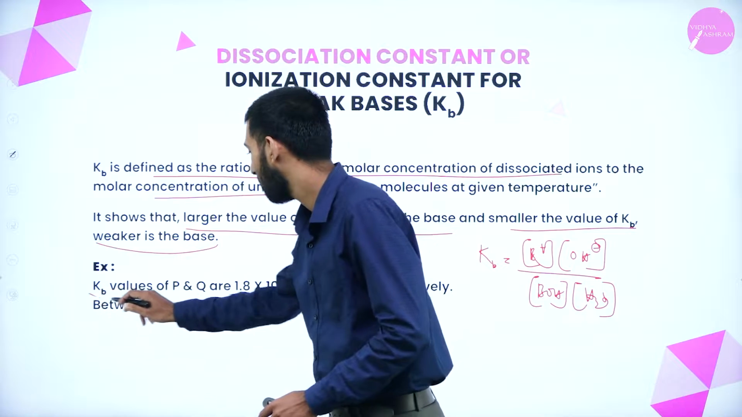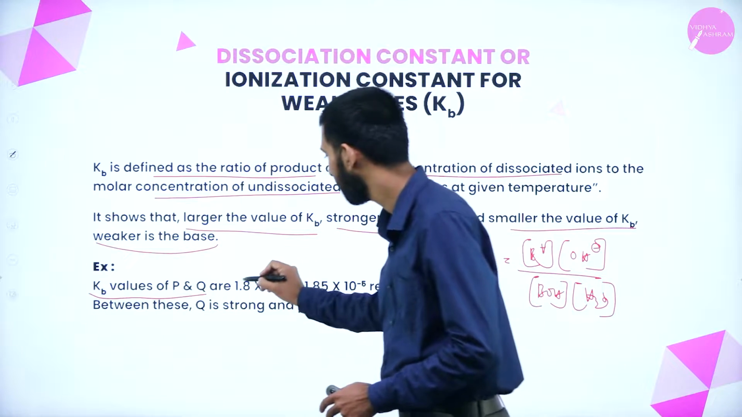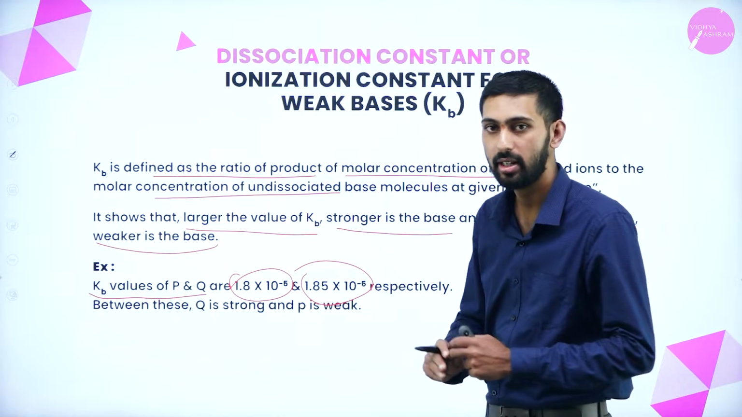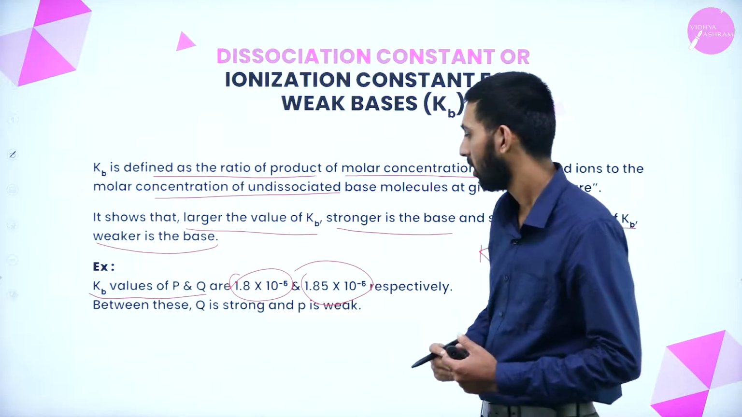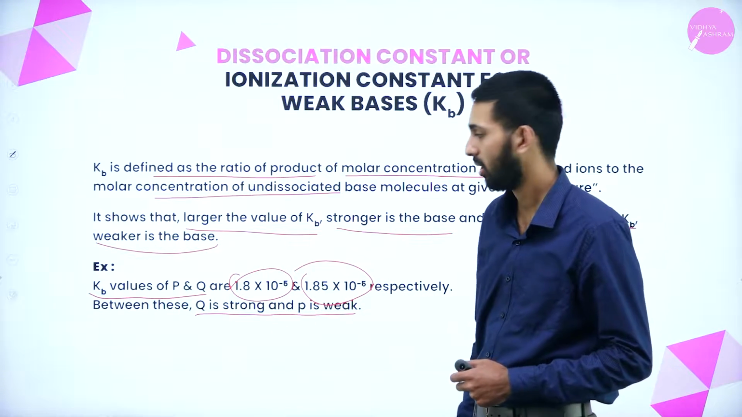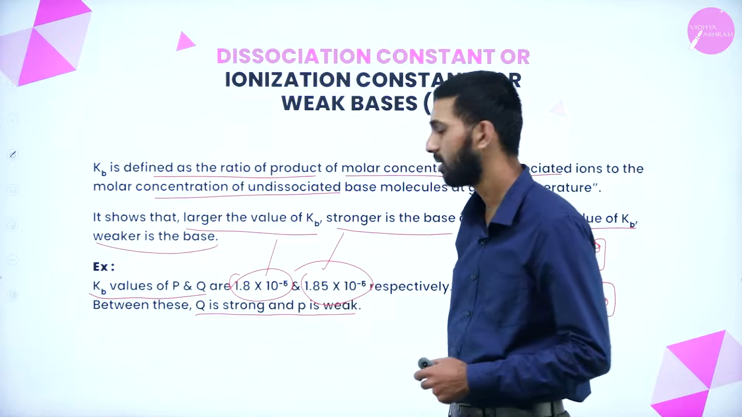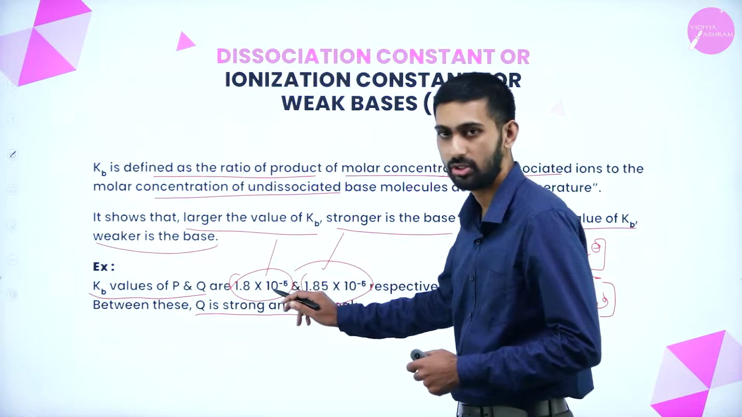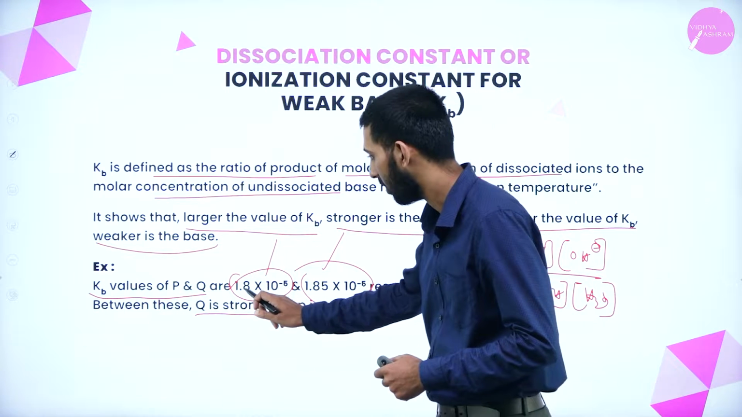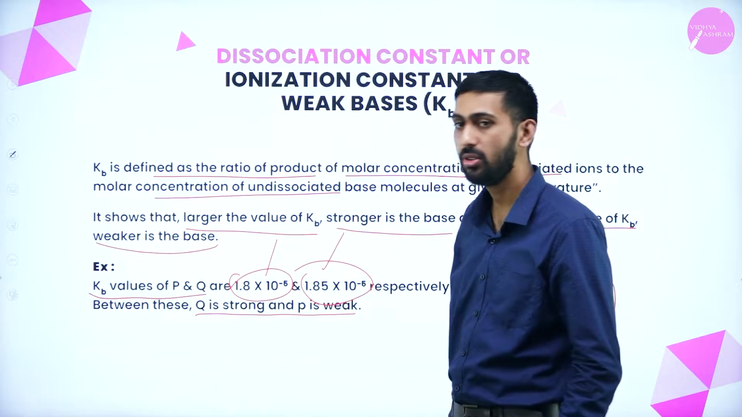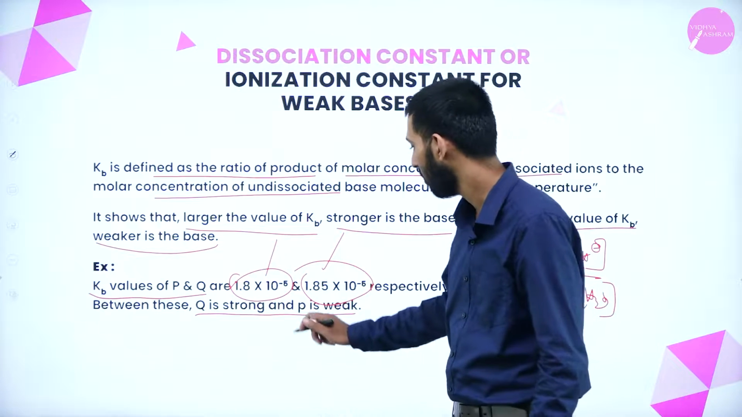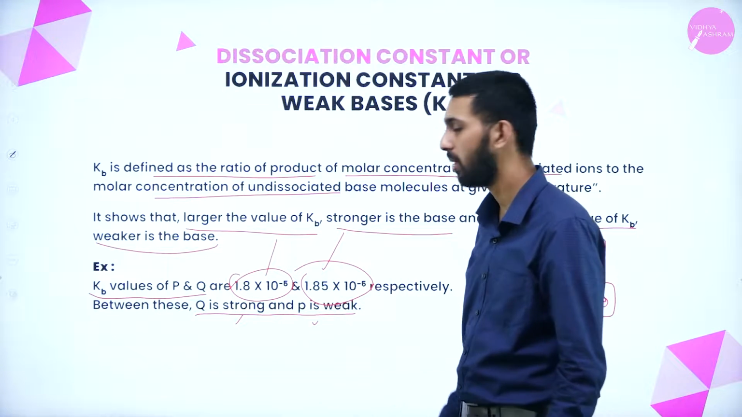The Kb values of P and Q are 1.8 and 1.85 respectively. So which has the more Kb value? Here Q is stronger than P and P is weak. The dissociation constant of Q is 1.85 into 10 raised to minus 5 and for P it is 1.8 into 10 raised to minus 5. The only difference is 0.05, so always Q will be strong and P will be weak.